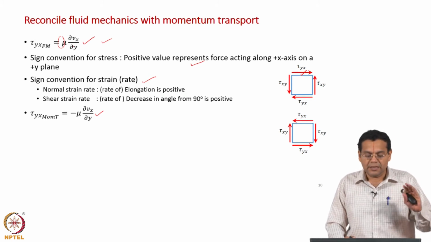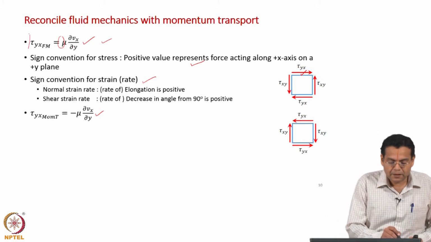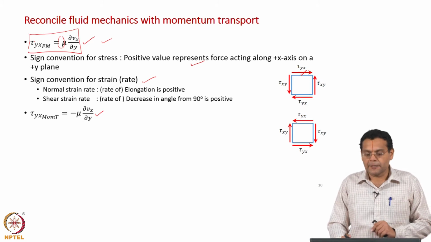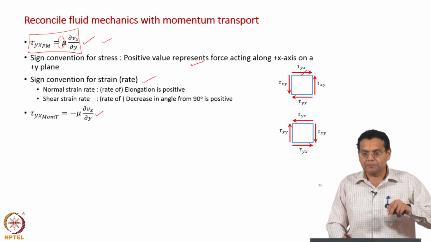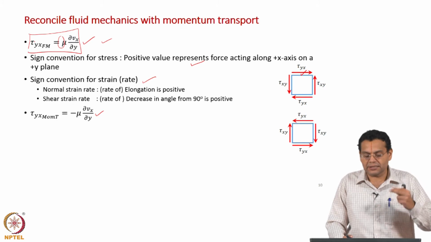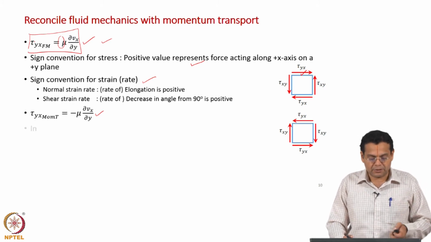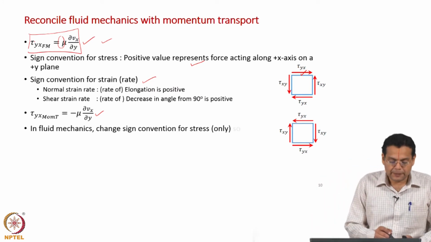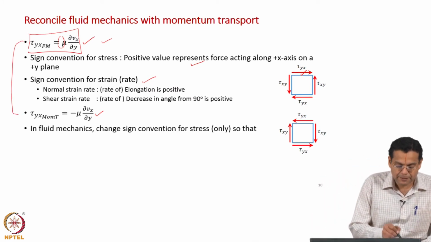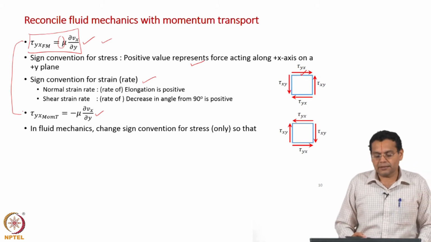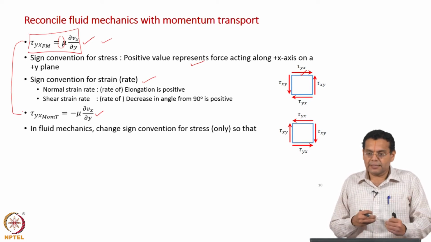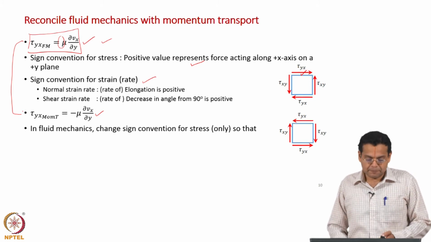Okay, I will repeat again. This relationship is based on two sign conventions, one for stress, one for strain rate. We need to introduce a negative sign there. So, we will change one of the sign conventions, namely for stress. So now, in fluid mechanics, why are we doing that? So that we get the same expression as we have obtained for momentum transport, so that the expression in fluid mechanics and the expression for momentum transport both will look alike.